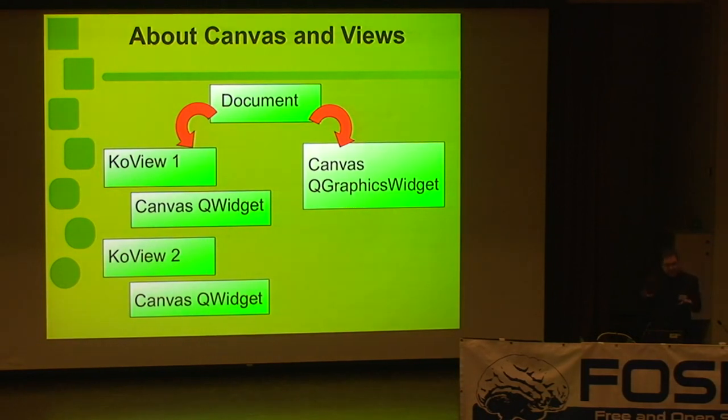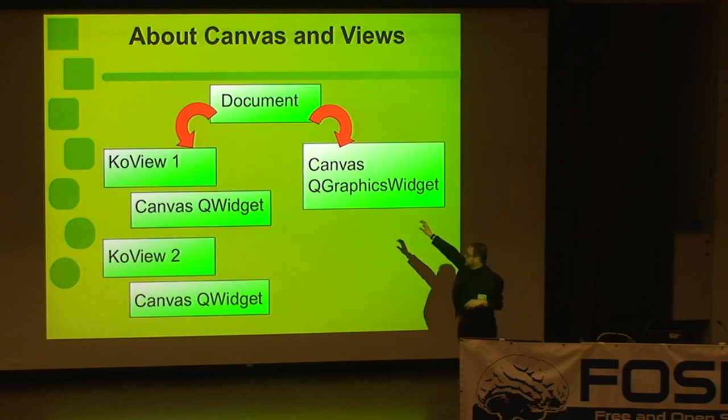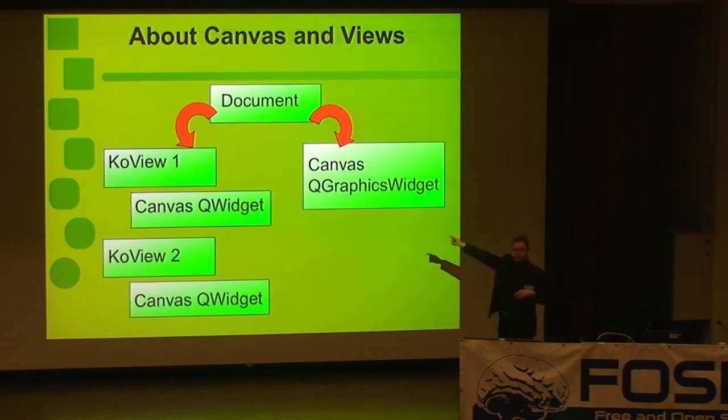So, the main integration point for your application and the Calligra engine is the canvas. A canvas shows what's in a document. Right here you see one limitation almost immediately. One document can have more than one view, and one view can be shown on a widget. Right now it's not possible to show your document in more than one graphics view.